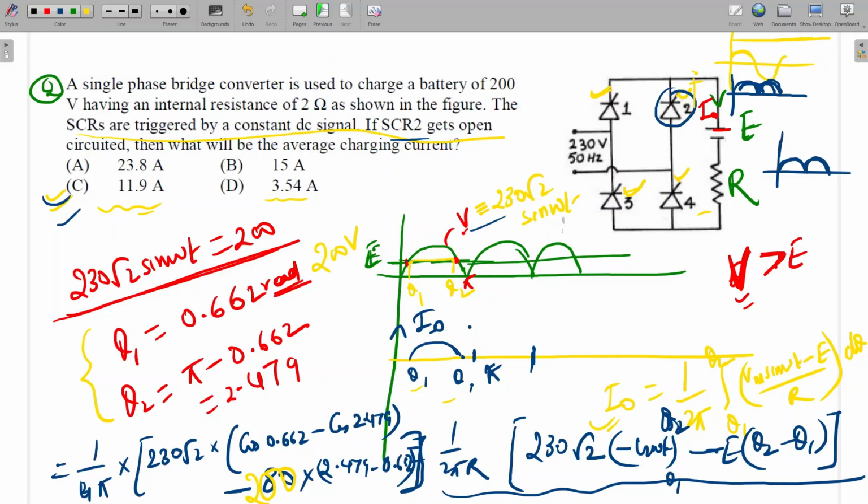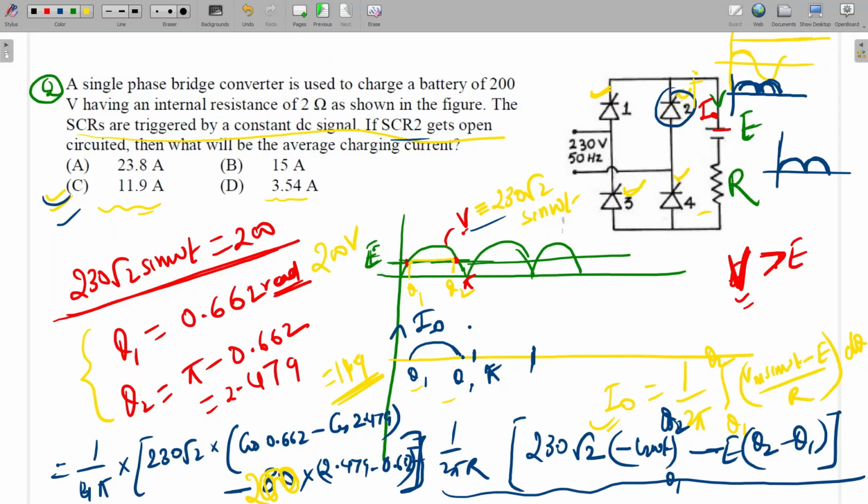If a calculation mistake is there, the answer will not be correct. 11.9 is correct. Minus 200. So this will be 11.9. Is everyone getting this answer? Is it clear to all? Yes, sir, clear, sir.